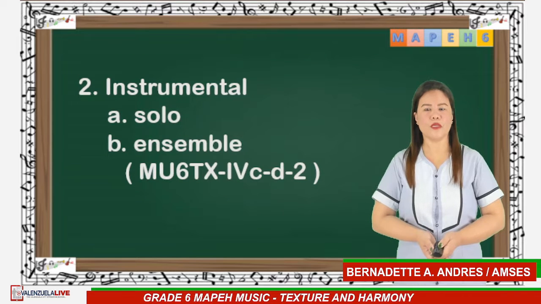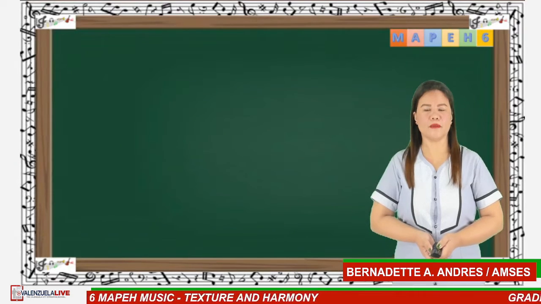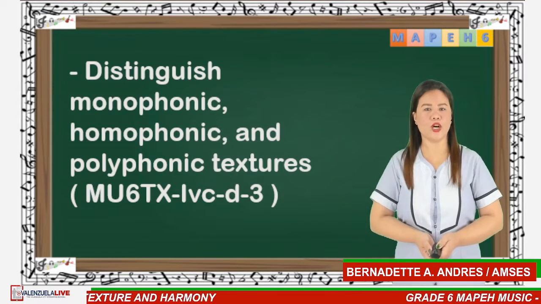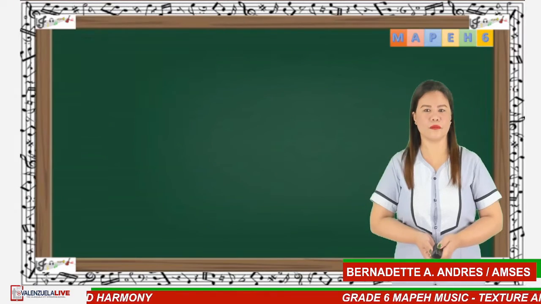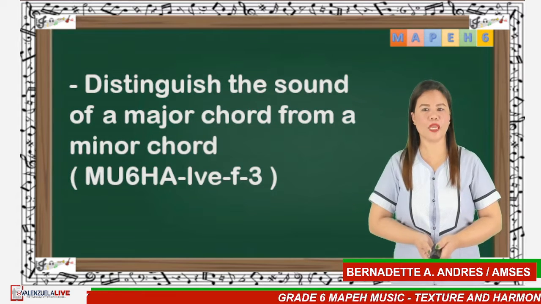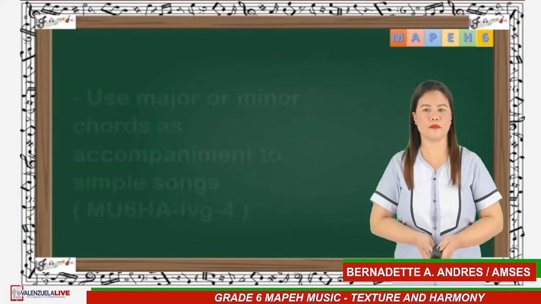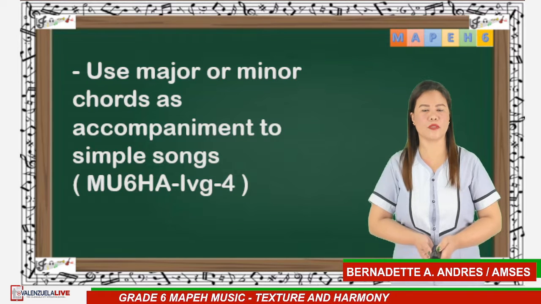Number 2, instrumental. Letter A, solo. B, ensemble. Distinguish monophonic, homophonic, and polyphonic texture. Distinguish the sound of a major chord from a minor chord. Use major-minor chords as accompaniment to simple songs.